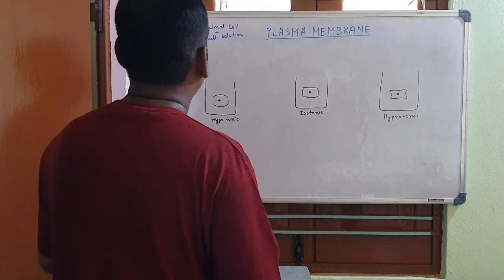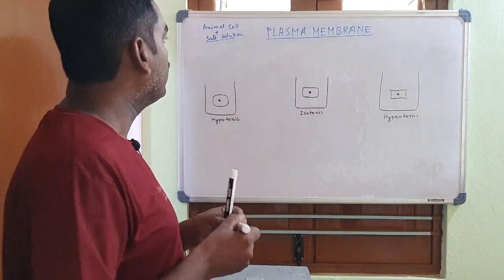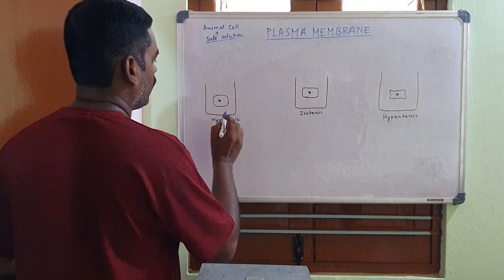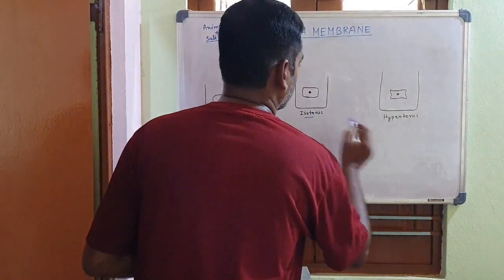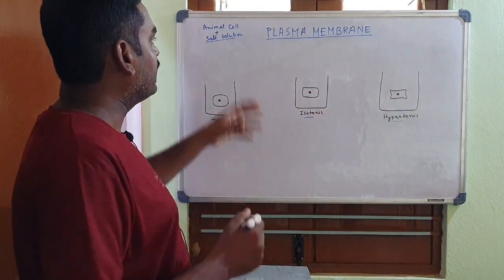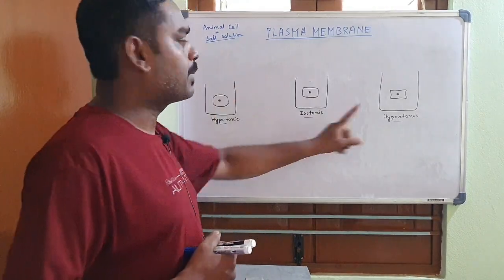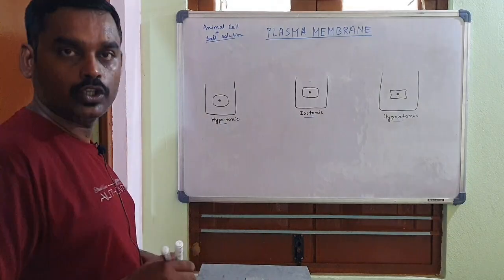Now, a salt solution can be of three types. First of all, any solution can be of three types: it can be a hypotonic solution, an isotonic solution, or a hypertonic solution. So we need to know how an animal cell responds in these three types of solution. First let's talk about the hypotonic solution.